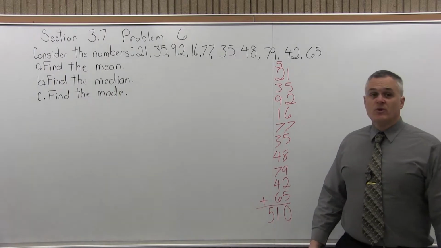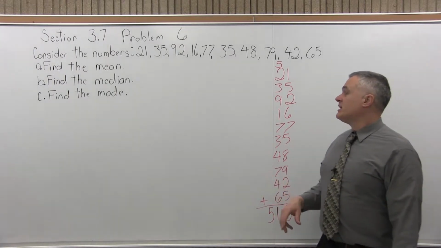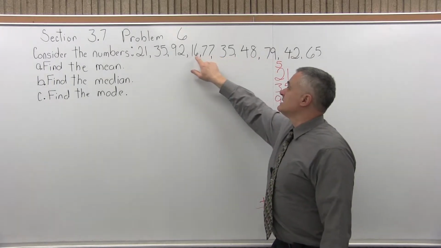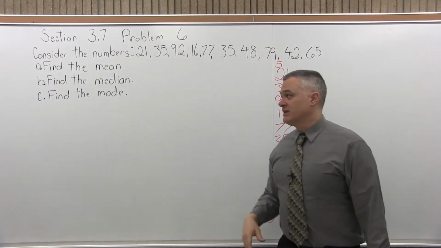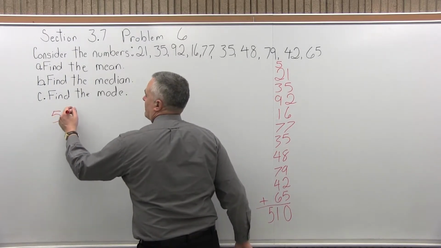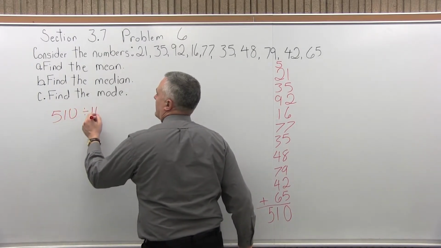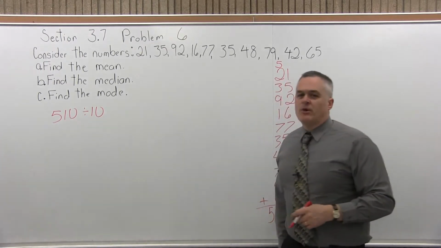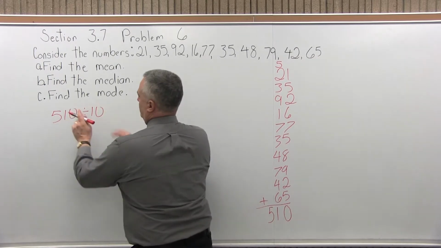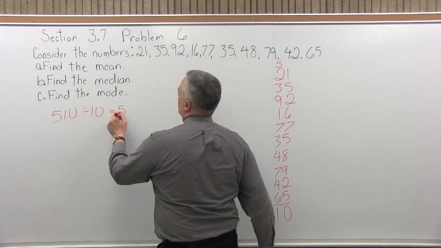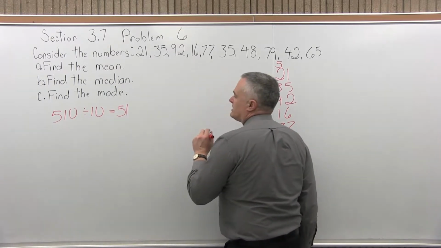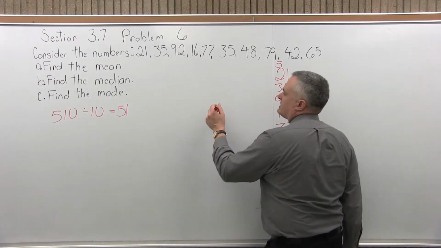So for the mean, we want to divide that total by how many numbers are in the list. And we had 1, 2, 3, 4, 5, 6, 7, 8, 9, 10 numbers in the list. So we'll have 510 divided by 10. Because they both end in a 0, I can divide it easily in my head. Basically, the zeros cancel, and I can see it's 51. If you know that trick, that's awesome. You're done.